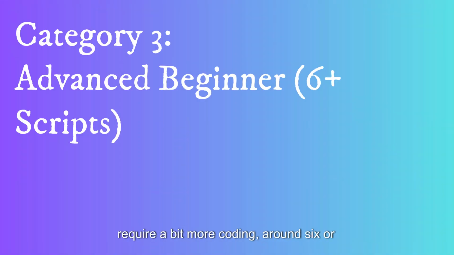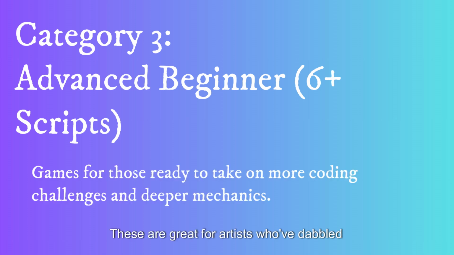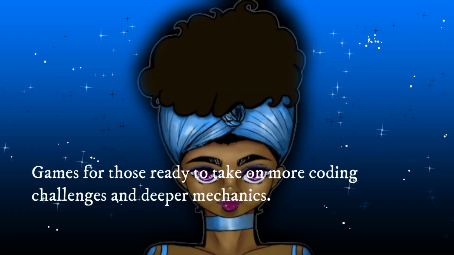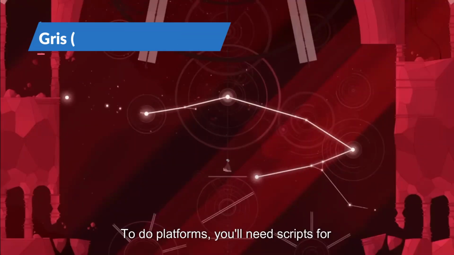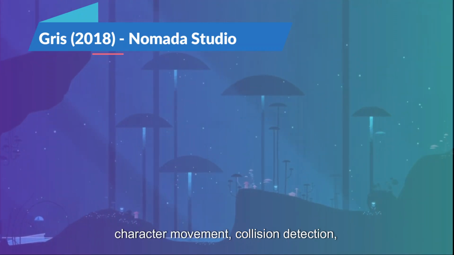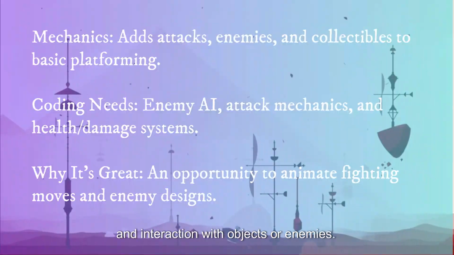Finally, let's look at the games that require a bit more coding, around 6 or more scripts. These are great for artists who've dabbled in coding before or feel ready to tackle more complex mechanics. Here's some examples. 2D platformers, you'll need scripts for character movement, collision detection, and interaction with objects or enemies.